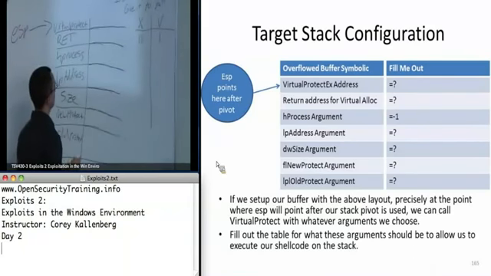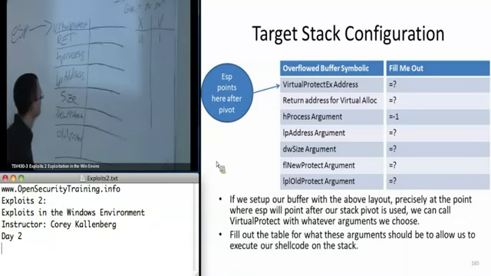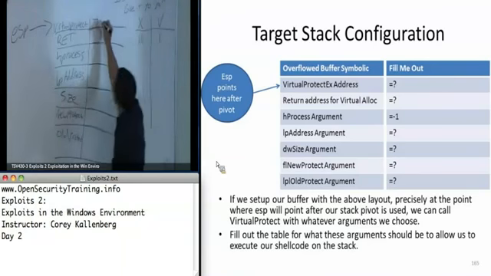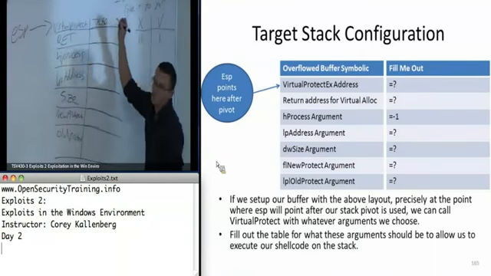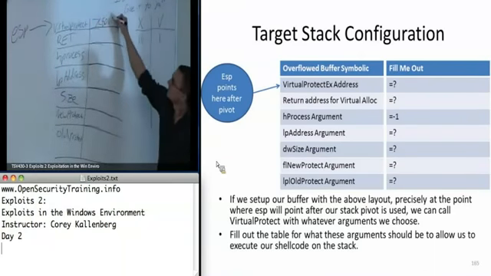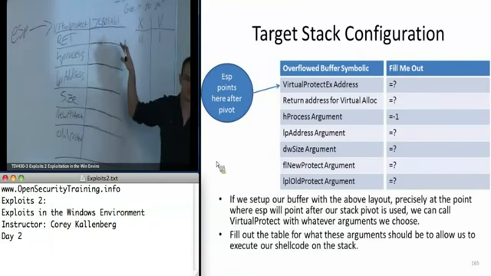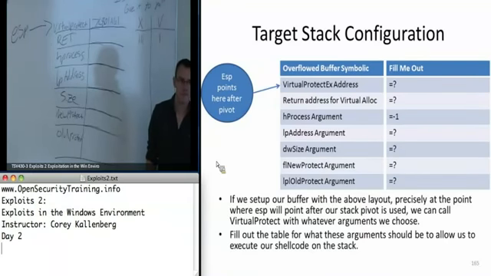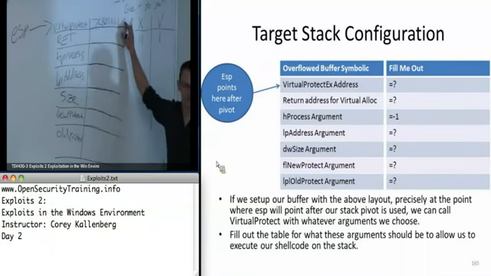What is the address? Does anyone know what the address of VirtualProtectEx is? 7C801A61. Do other people get something similar? All right. If we had ASLR, that wouldn't be so easy, right? We'll talk about that. So with non-ASLR, VirtualProtect is going to be at the same address each time, all right?